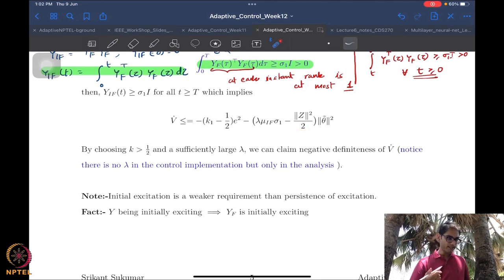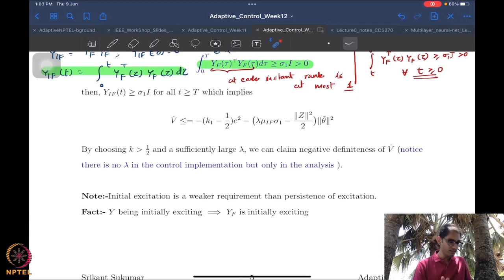And once you dominate this guy, you know that V dot is less than or equal to 0. So V is non-increasing, states are bounded, then this bound continues to hold with some large lambda. And the most important point is this lambda is not required for the implementation. It's just for the analysis. So this domination is given. It's pretty standard, pretty straightforward.